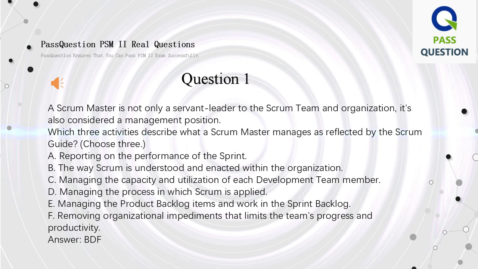B. The way Scrum is understood and enacted within the organization. C. Managing the capacity and utilization of each development team member. D. Managing the process in which Scrum is applied. E. Managing the product backlog items and work in the sprint backlog. F. Removing organizational impediments that limit the team's progress and productivity. Answer: B, D, F.